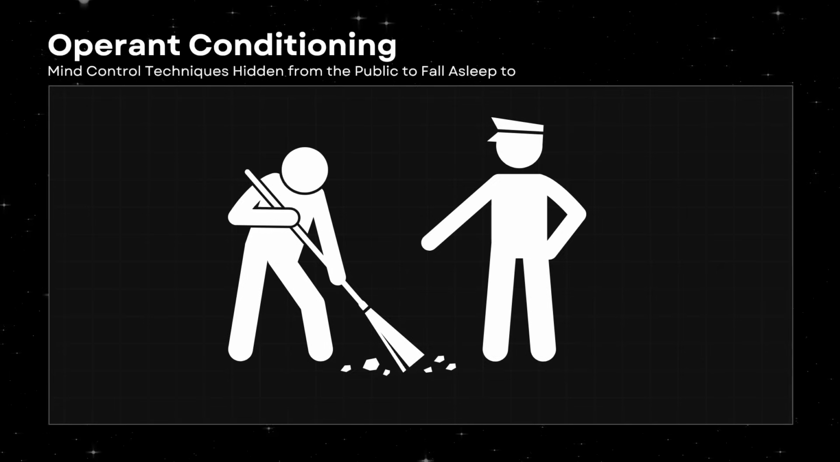If pressing the lever gave them food, they pressed it more. If pressing the lever led to a shock, they avoided it. Humans respond in much the same way. The only difference is that the rewards and punishments are more complex.